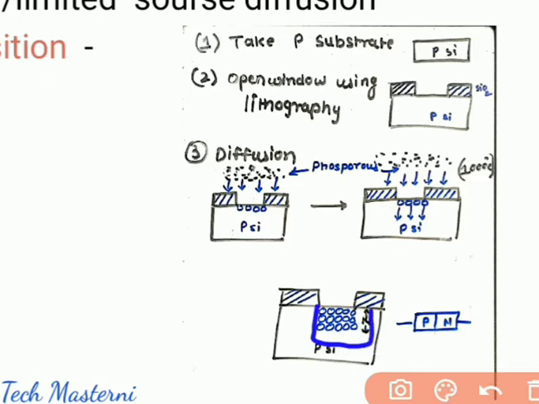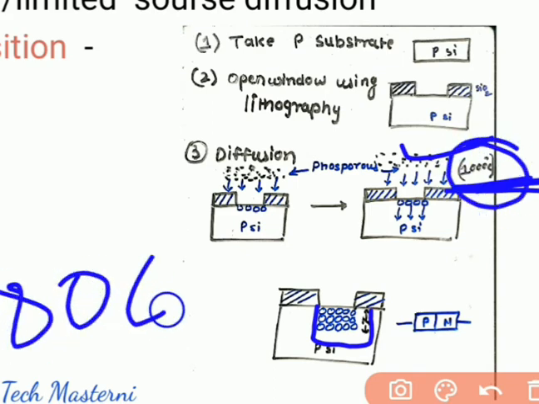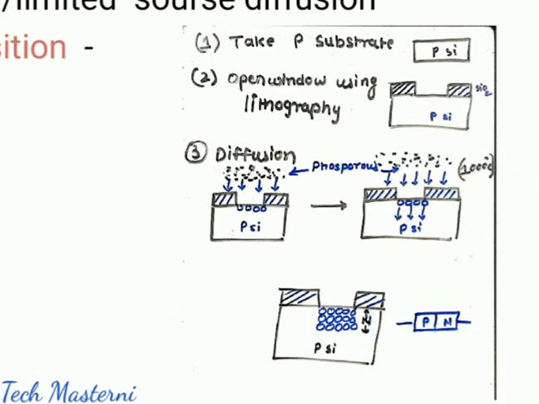But my source is present for an infinite amount of time. To stop the diffusion, I need to decrease my temperature. If I decrease my temperature to 800 degrees centigrade, it will stop my diffusion process. So this is what happens in predeposition. I hope you have understood this point.